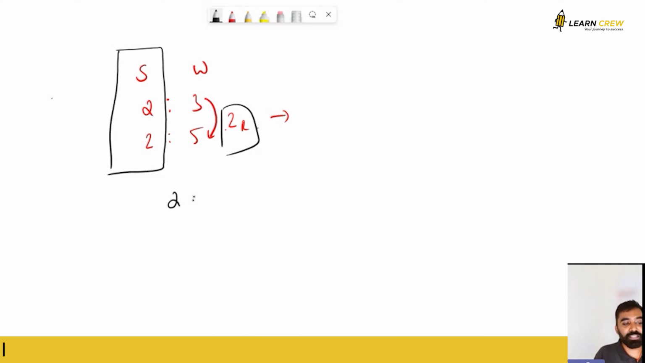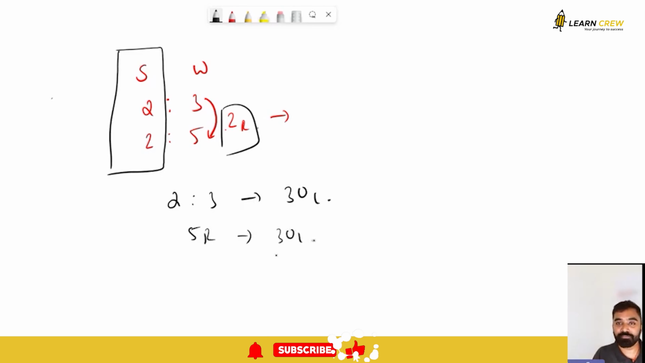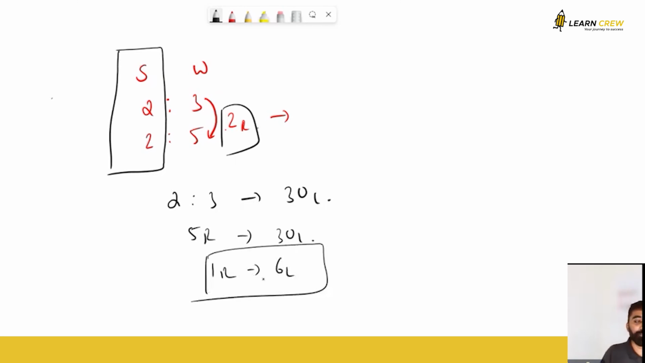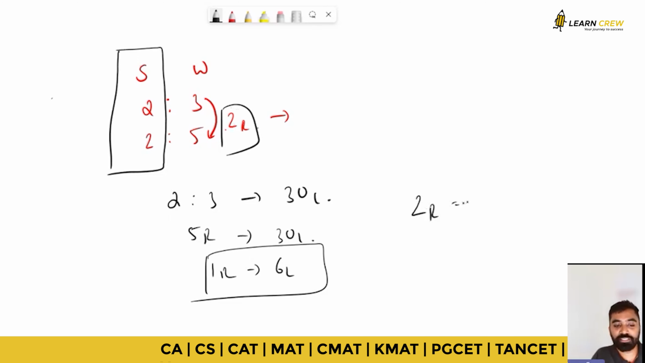So now the initial ratio it was having is for 30 liters, right? So this 5 ratio is nothing but 30 liters. In the initial mixture, you have 30 liters. That is nothing but 5 ratio is 30 liters, so a single ratio is nothing but 6 liters. If a single ratio is 6 liters, how much is the change in ratio? 2 ratio. 2 ratio is nothing but 12 liters.